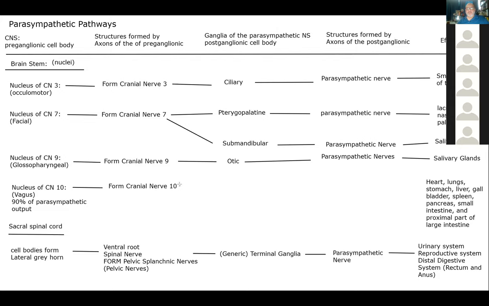And as we've talked about, most of these ganglia are going to be located in the organ or right next to the organ. So even though this is 90% of the output, all of the ganglia are just terminal ganglia, just given that generic name. Again, the only parasympathetic ganglia that have names are ones that are found in our head. So there you go. Just that simply, we have diagrammed here all of the possible pathways for our parasympathetic nervous system to get to any of the organs of the body that it affects.